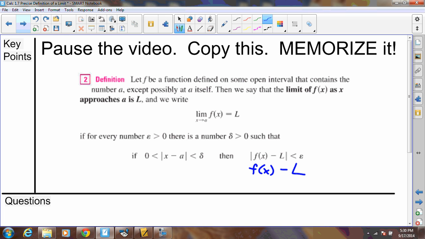This piece, when we put down the absolute value, is saying away from the limit value of L, which in our last example was 5, you can go up or down, but how far up or down you go has to be less than some number that we've picked in advance. Same component over here.